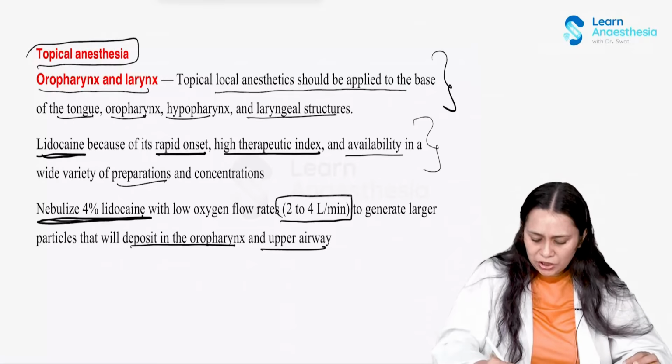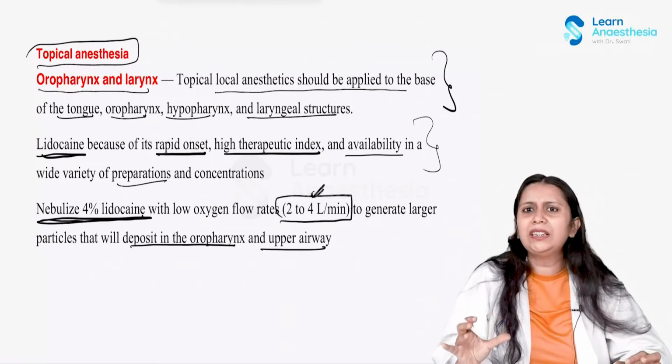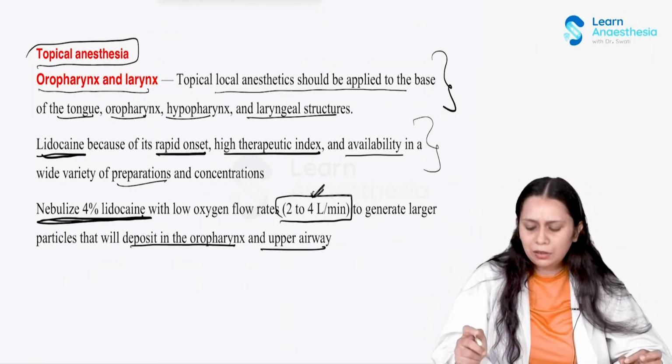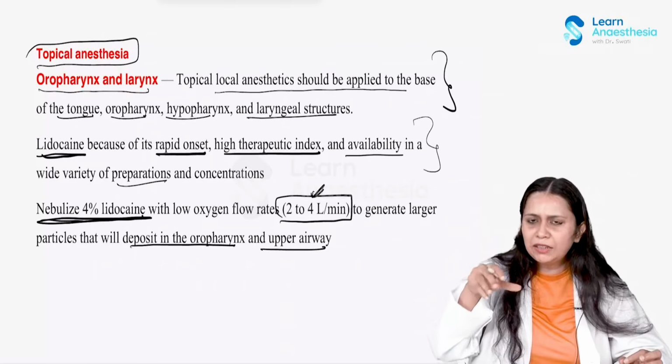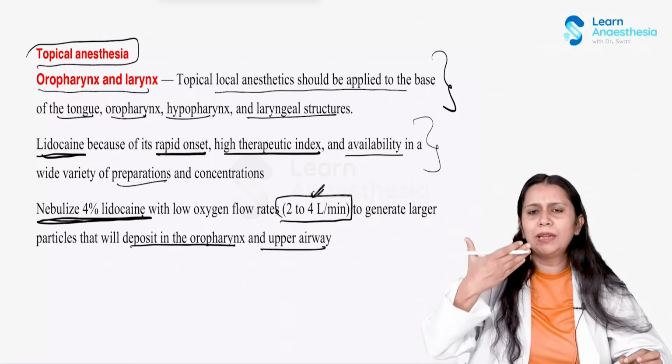Okay. So initially we start with an oxygen flow rate of 2 to 4 liters per minute. Then gradually we increase the oxygen flow rate during nebulization to generate smaller particles which will flow to the lower airways. So the entire upper to lower airway would be anesthetized.